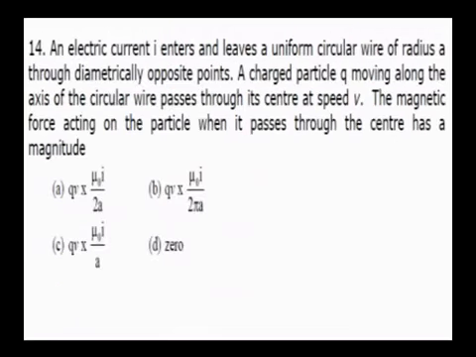Now we'll move to the next question. Students, now we'll discuss question number 14. See, in this question it is given that an electric current I enters and leaves the uniform circular wire of radius A through diametrically opposite points.